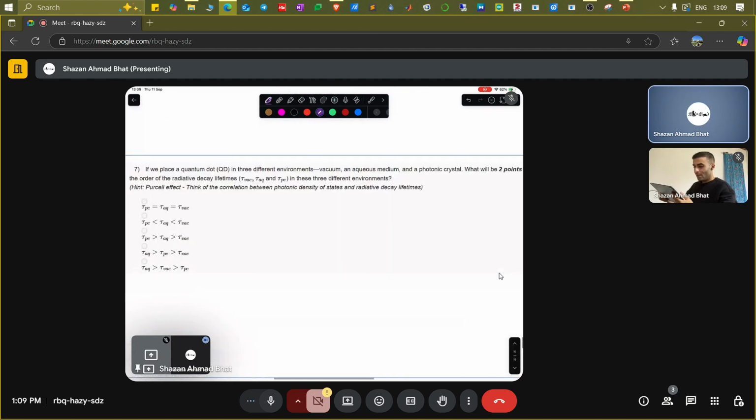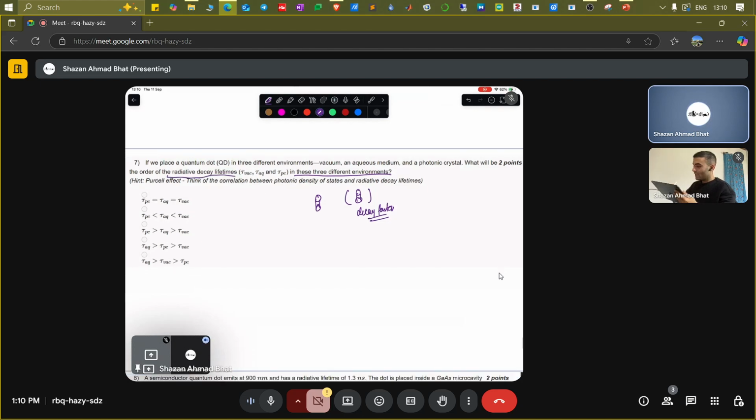Okay. So if we place a quantum dot in 3 different environments, what will be the order of radiative decay lifetimes in the 3 environments? I talked about cavity and atom interaction. Whenever you place a quantum dot in a cavity, then the decay will be faster. So decay will be faster.